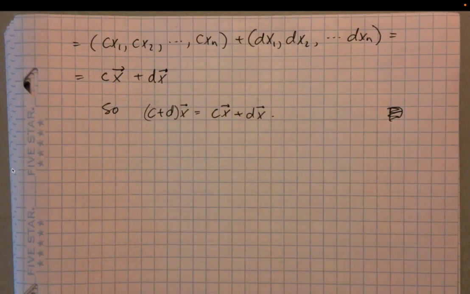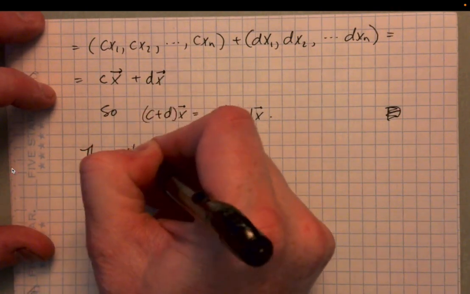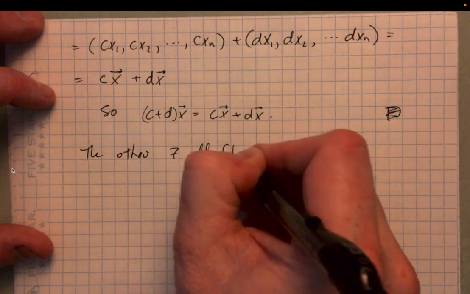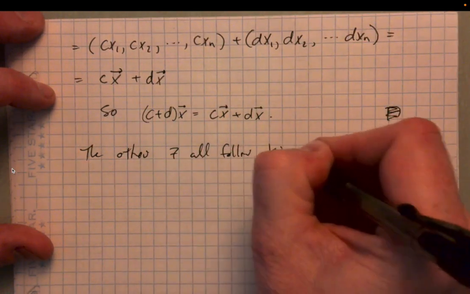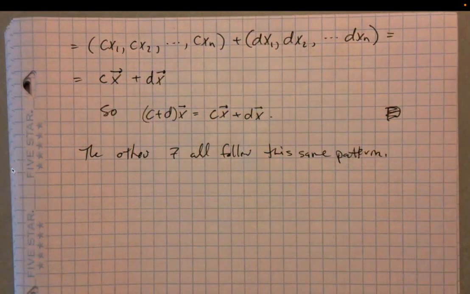And a lot of the other 7 properties that we just looked at all follow the same pattern. I'll just say the other 7 all follow this same pattern. Start with one side and derive the other side. Okay? All right. Very good.